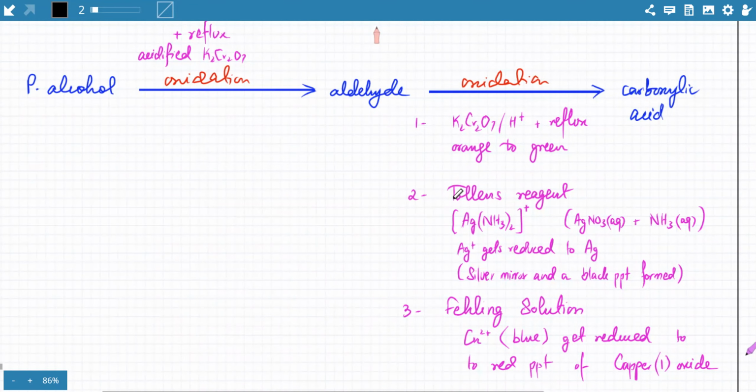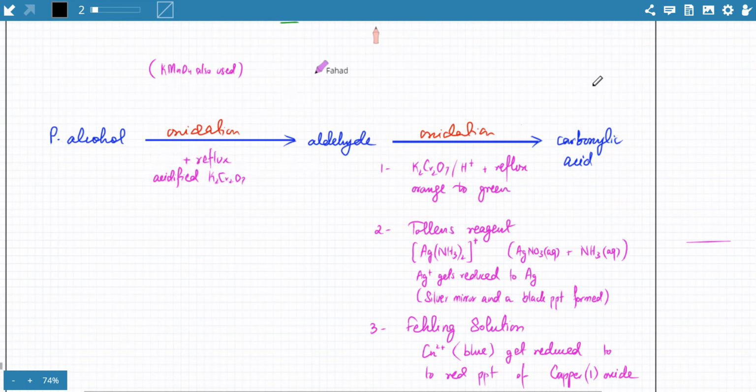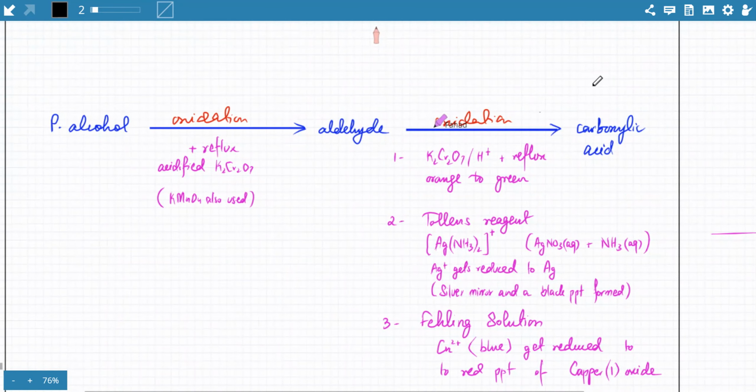So K2Cr2O7, and that's why I repeat: three totally different reagents when you want to oxidize an aldehyde to carboxylic acid. K2Cr2O7, Tollens or Fehling's solution. Remember the words Tollens and Fehling's and what they do. They oxidize aldehydes to carboxylic acid. Remember KMnO4 can also be used, but KMnO4 is not preferred. The reason is it's a very strong oxidizing agent, so it converts into a lot of different things. We haven't done the reaction.